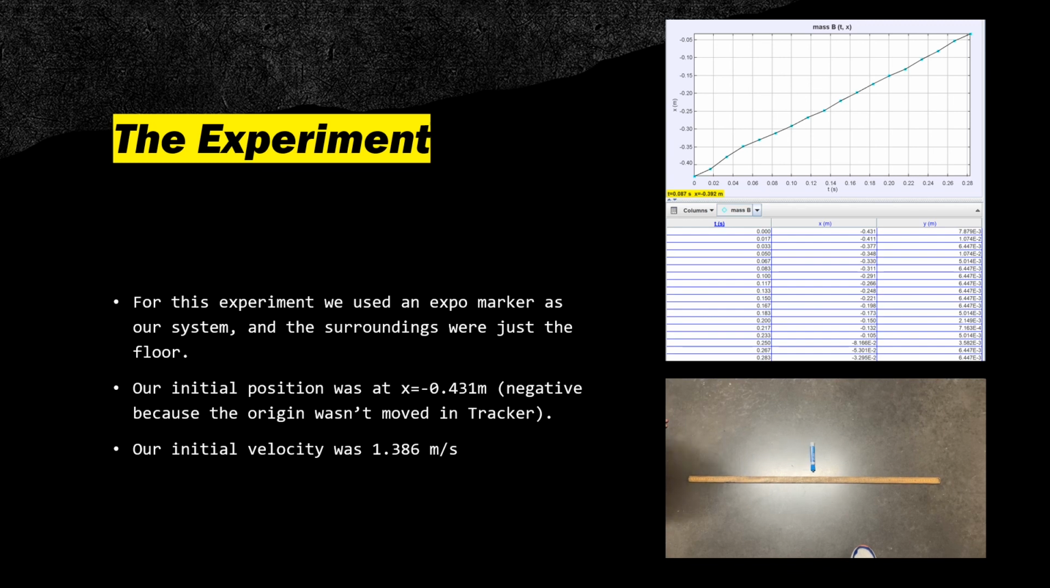So for the experiment, we used an expo marker as our system, and the surroundings were just the floor. Our initial position was at negative 0.431 meters, and it was negative because the origin wasn't moved in Tracker. And our initial velocity was found by finding the line of best fit between the points on this graph, and since velocity is the rate of change of position, all we had to do is find the slope of the best fit line, which was this value here.